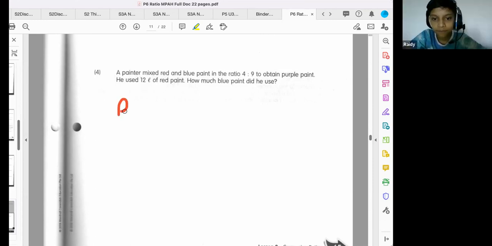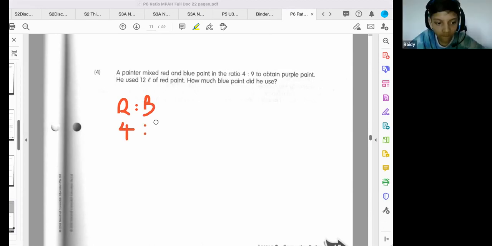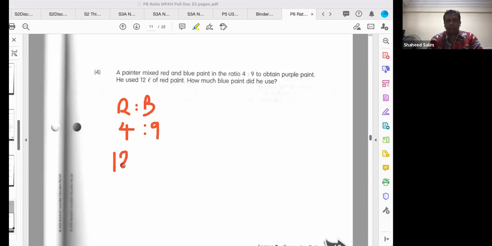Red and blue. Okay, this is 4. This is 9. You use 12 liters. Ask yourself, from 4 to become 12, you have to times by a number. The number is 3. Do the same thing. Times this by 3, and you will get 27 liters for red paint. Finish. Done deal. Okay, so we move on.